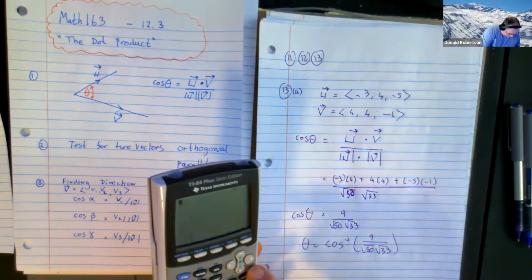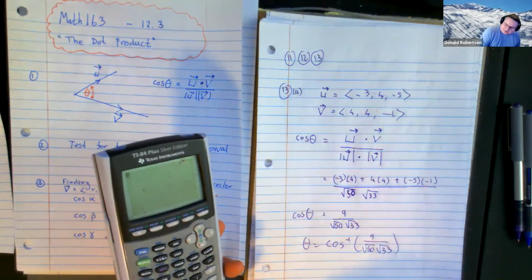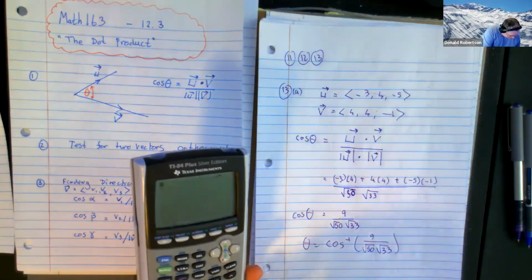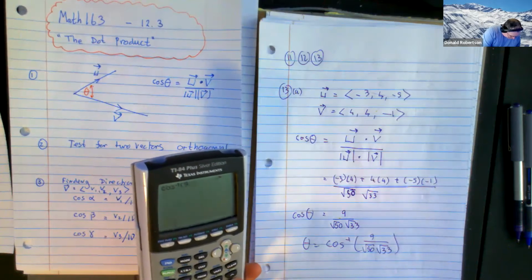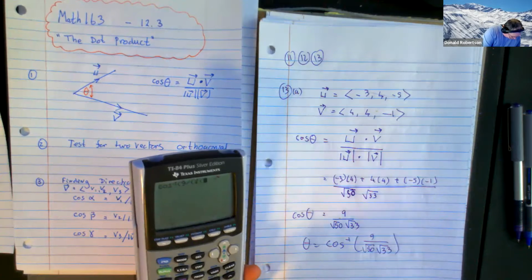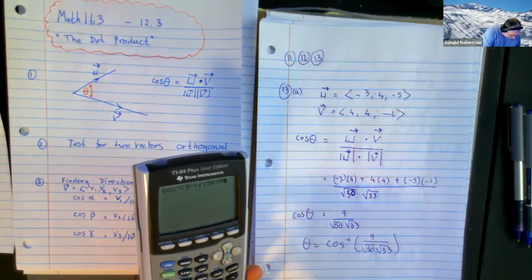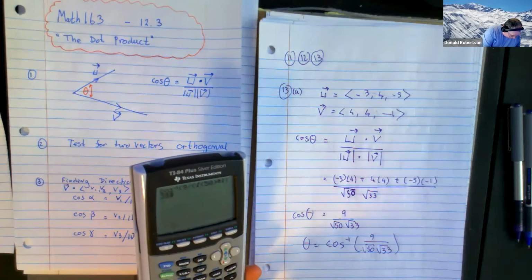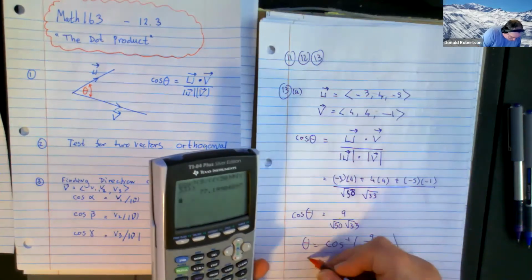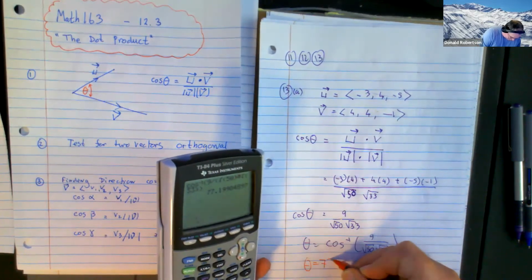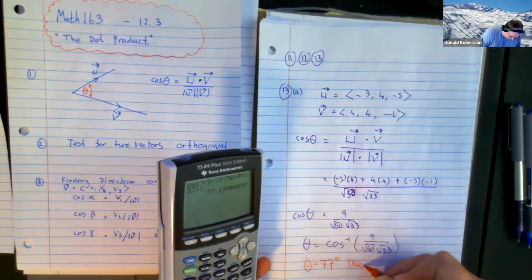And I'm pretty sure I don't need to go anywhere, but that's going to be a neither. But let's double check it. Cosine of 9 divided by bracket square root of 50 times square root of 33. And the answer I get, to the nearest whole number, is 77 degrees. So that is a neither.